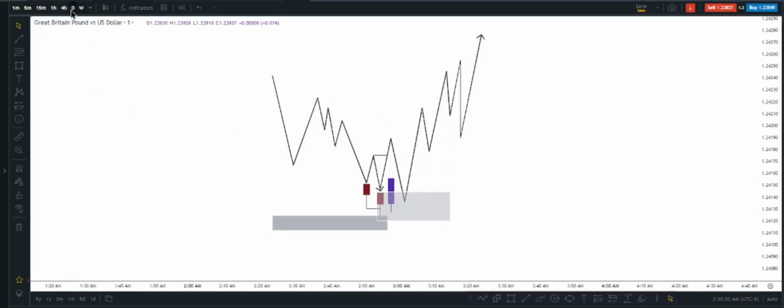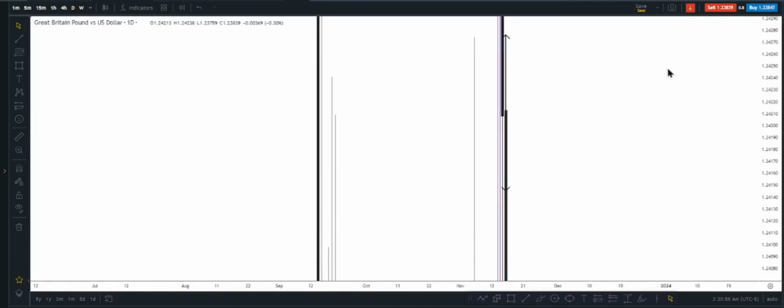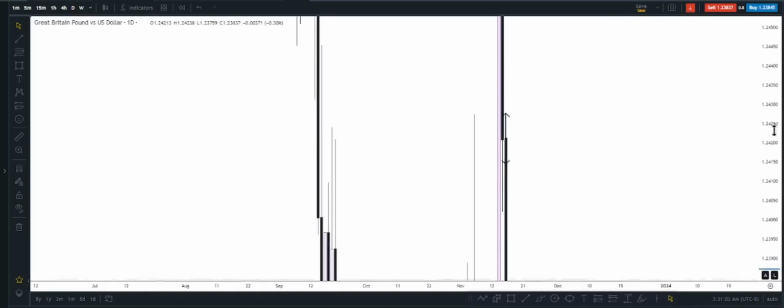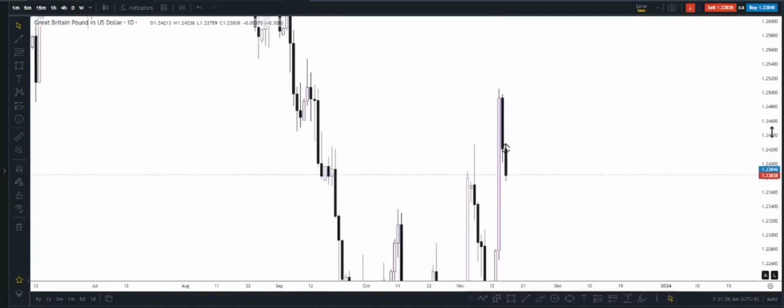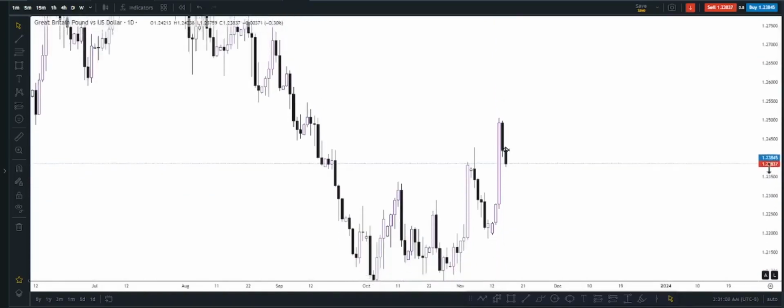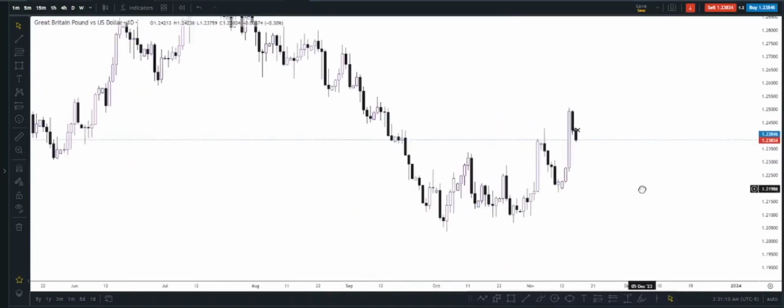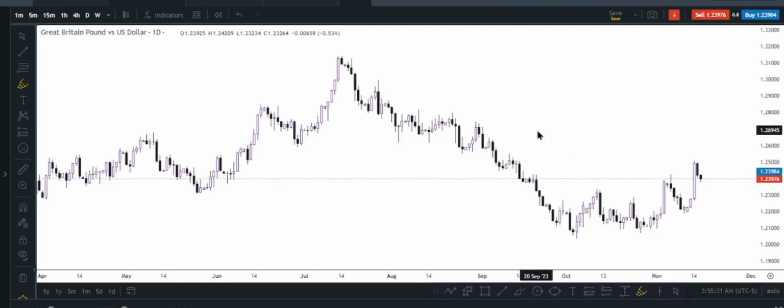So we are going to the daily time frame now, all right, on GBP USD, and then see what the market is doing generally on the higher time frame. All right, very, very important. I'm slow. I'm taking my time to explain this to you so that you can understand perfectly what we are talking about. This is your daily time frame.